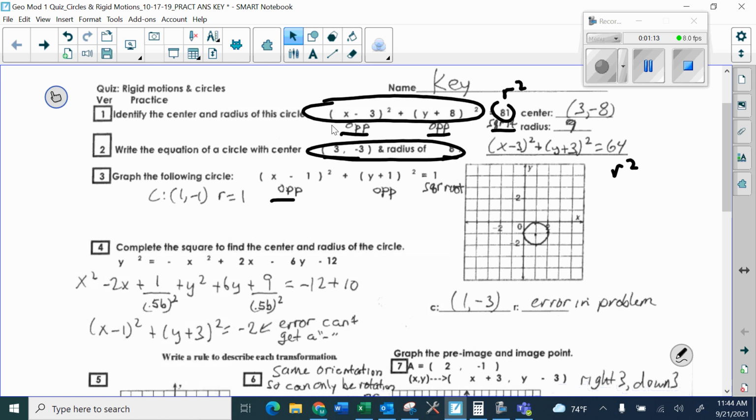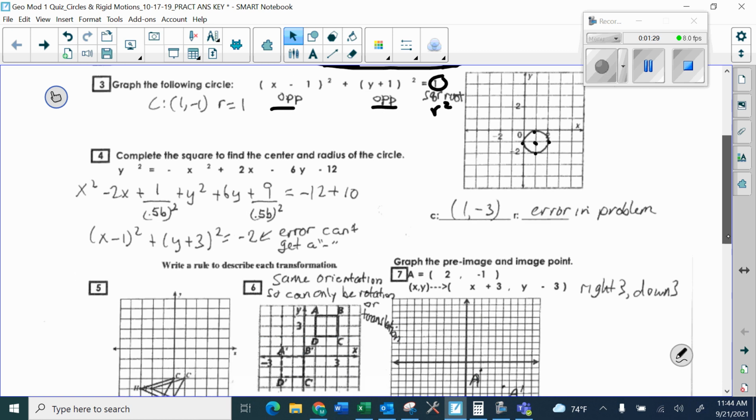All right, graph the following circle. Well, again, center, opposite, opposite, so 1, -1. Radius squared, so I take the square root, so r is 1. So I count out 1 in each direction, north, east, south, and west, and do my best to draw a circle. And that is it.